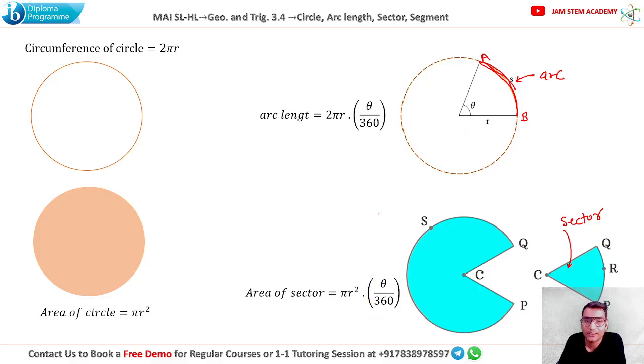Same if the angle is given in radian measurement. So what do you have to use? Pi r squared times theta over 2 pi. If the angle is given in radian measurement, it's pi r squared times theta over 2 pi. The 2 pi cancels, by the way. So r squared theta over 2 is the answer in that case.